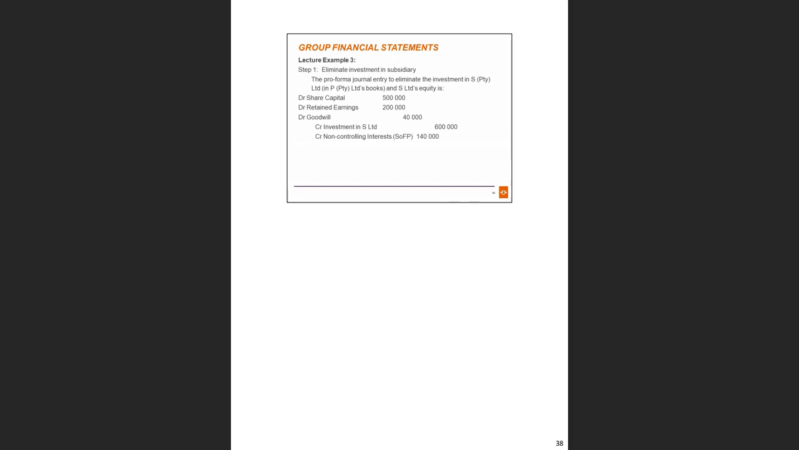P paid 600,000 for 80% of this equity. Okay, goodwill of 40,000 Rand was recorded. A portion of this equity belongs to the non-controlling interest, which is 140,000 Rand. Okay, so all of these figures come from that analysis of owner's equity accounts. This is a journal entry you should be able to do in your sleep by now.